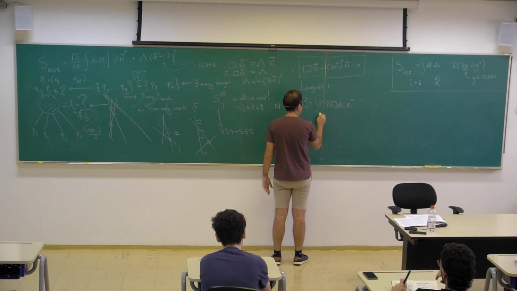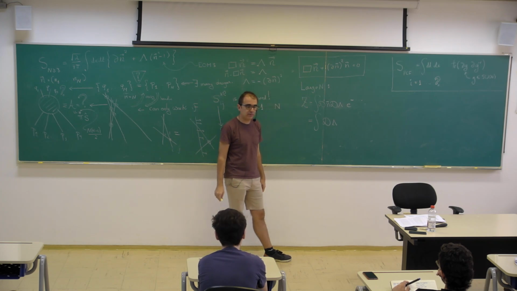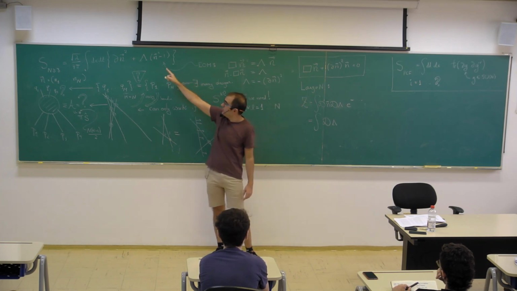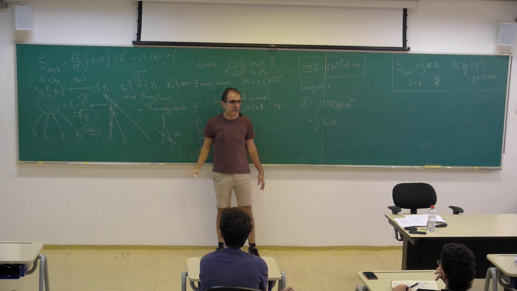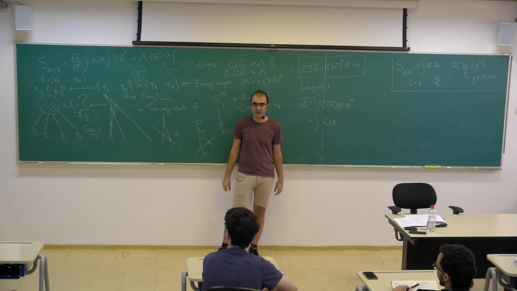So I can write this as a path integral over lambda. And then what do you get when you integrate out n? Imagine n was a single scalar. What would you get if it was just a single scalar? When you integrate out something quadratic, what do you get? Oh yeah, it's 1 over the determinant of some operator.